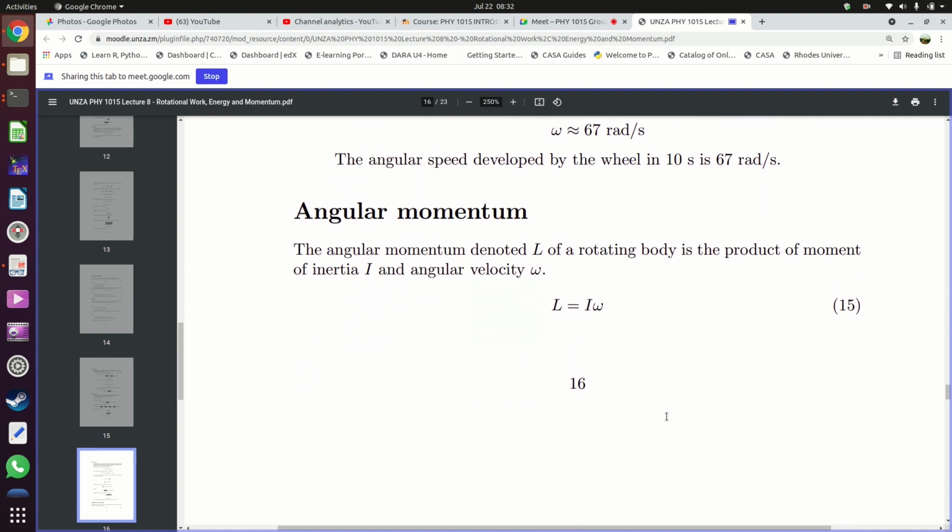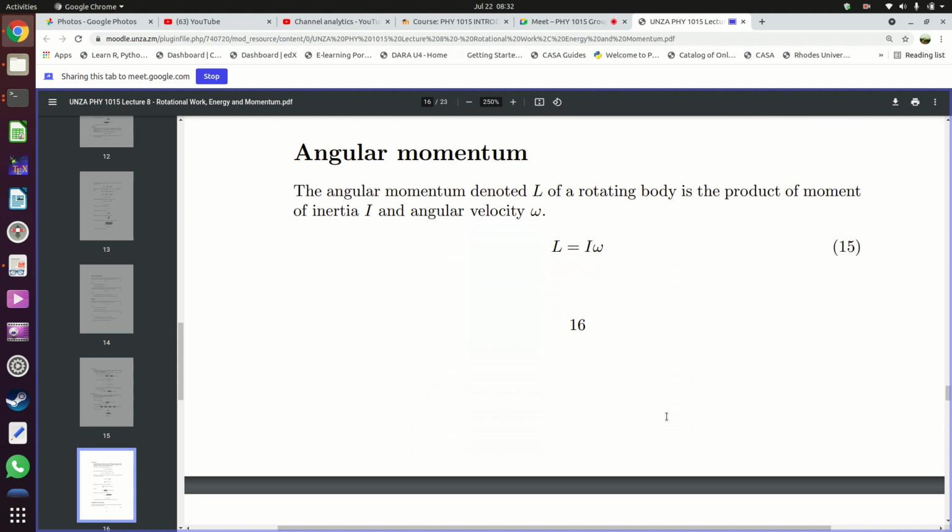Okay. The next item we have to look at is something called angular momentum. Now, if you recall our discussion about what linear momentum is and how we find it, linear momentum, denoted P, was defined as the product of mass times velocity. But what does mass times velocity actually measure?